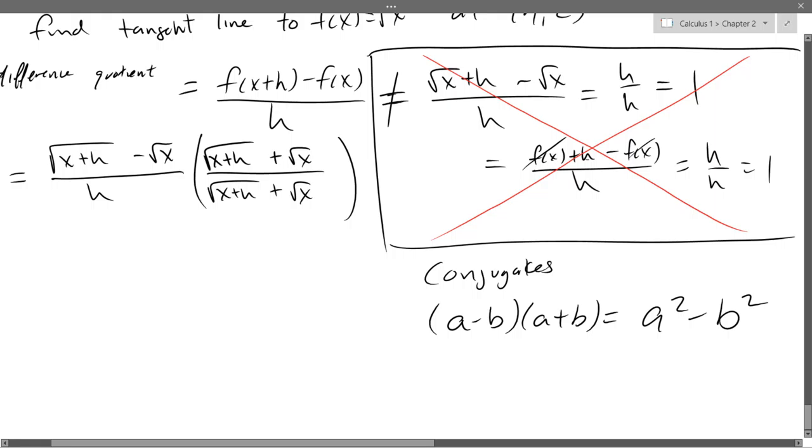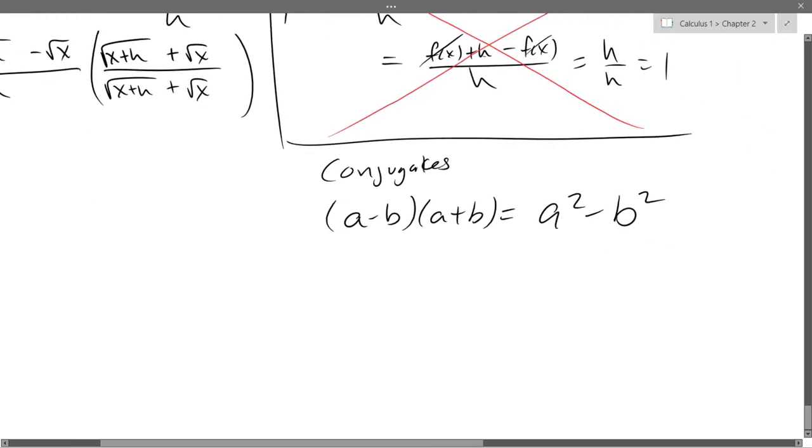Also known as difference of squares. So inside, outside terms cancel. You get AB minus AB if you FOIL it out. So that is how conjugates multiply.